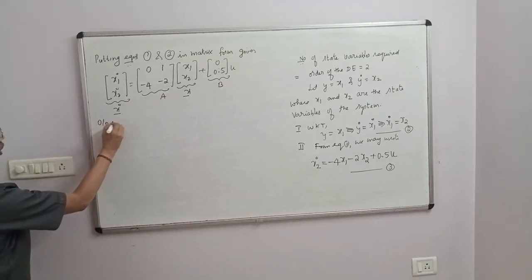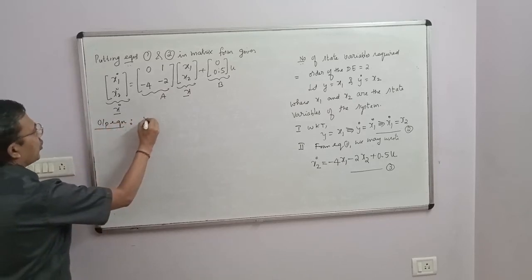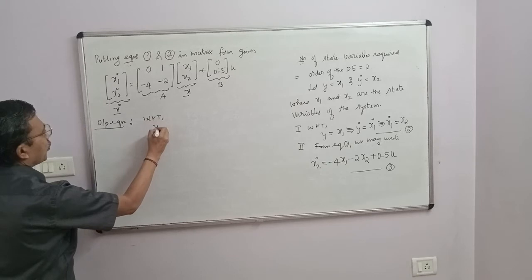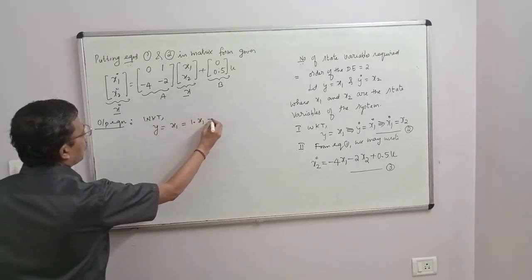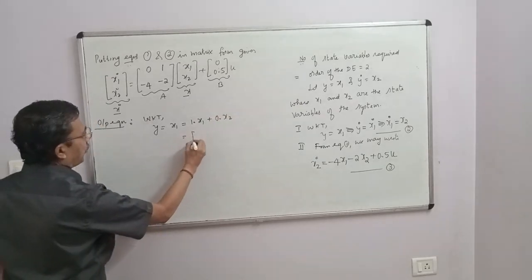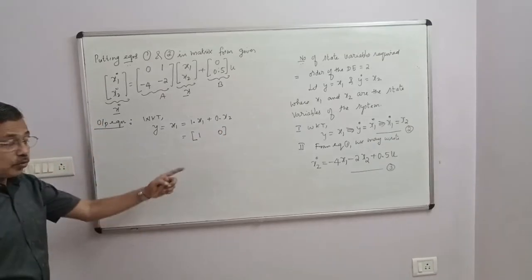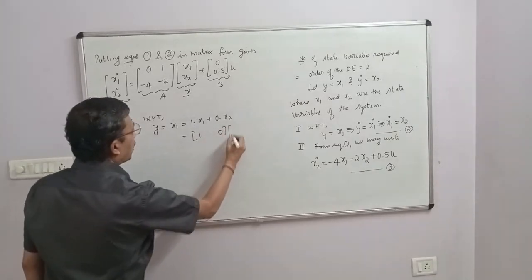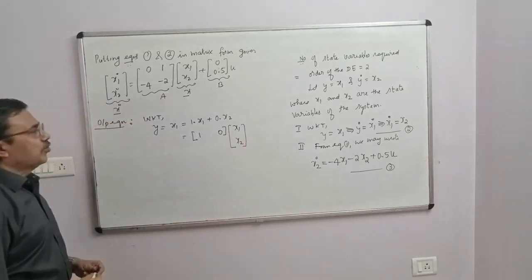Next is the output equation. We know that y is equal to x1. This can be written as 1 into x1 plus 0 into x2. Hence the output equation in matrix form is the row matrix 1 0 multiplied by the column matrix x1, x2. This is the end of the solution.